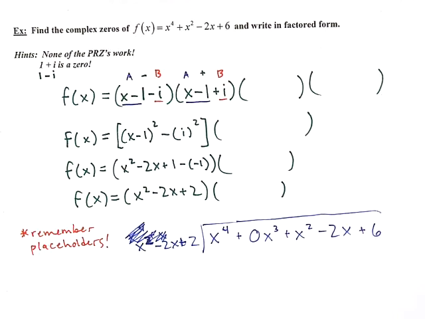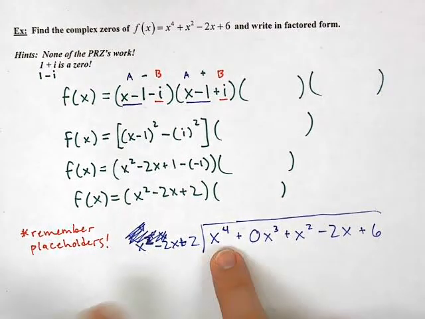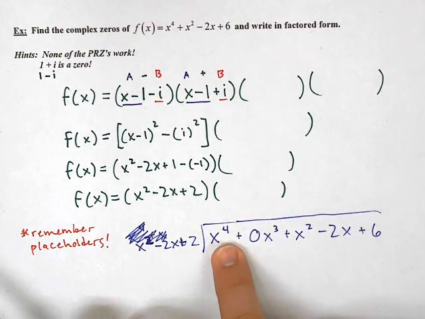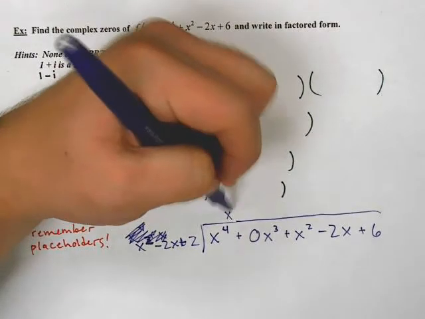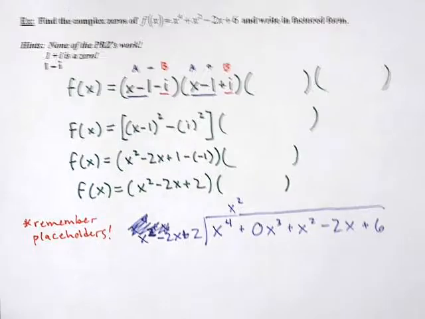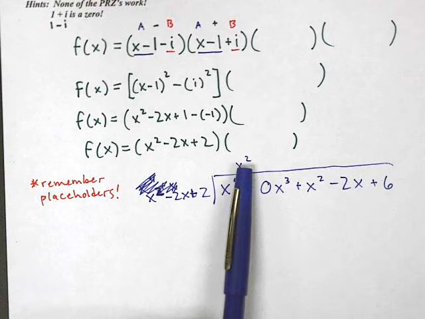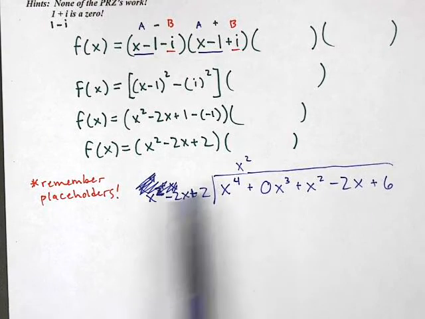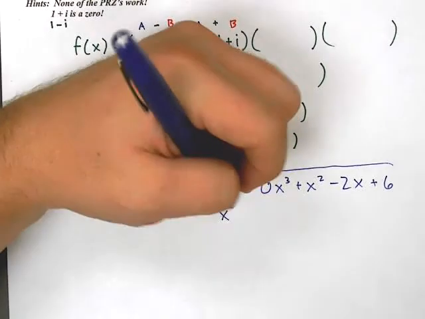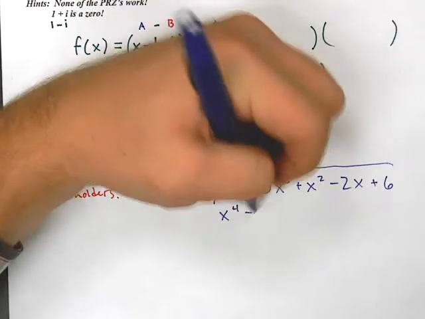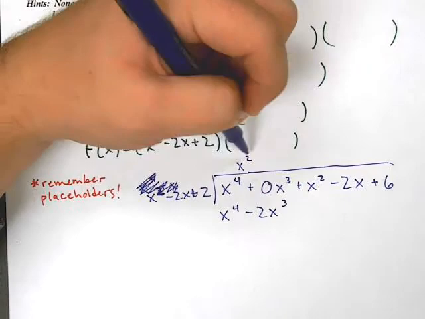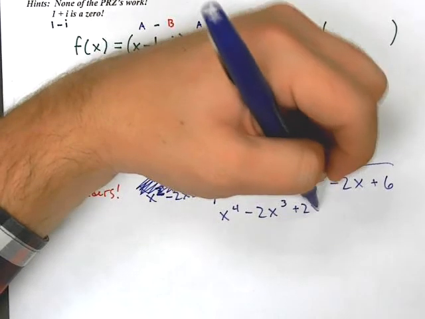All right. So let's do this. Remember, how do I get from x squared to x to the 4th? That's x squared. So now what's the next step in the procedure? I multiply every single piece of my quadratic by this x squared. So I get x to the 4th minus 2x cubed and plus 2x squared.